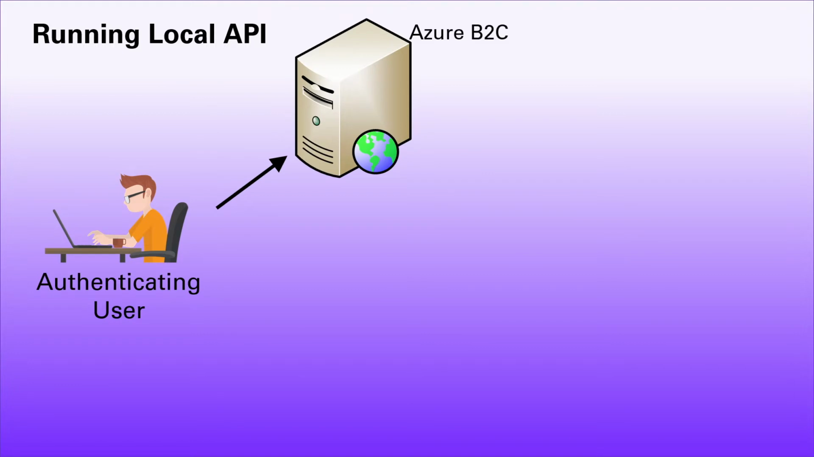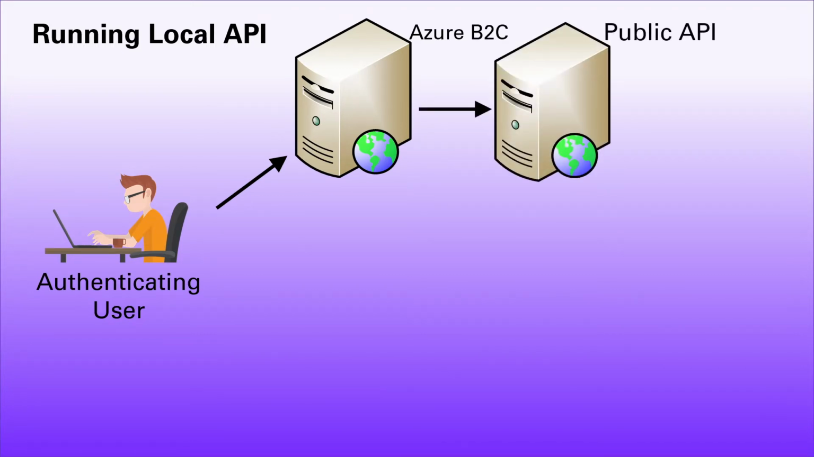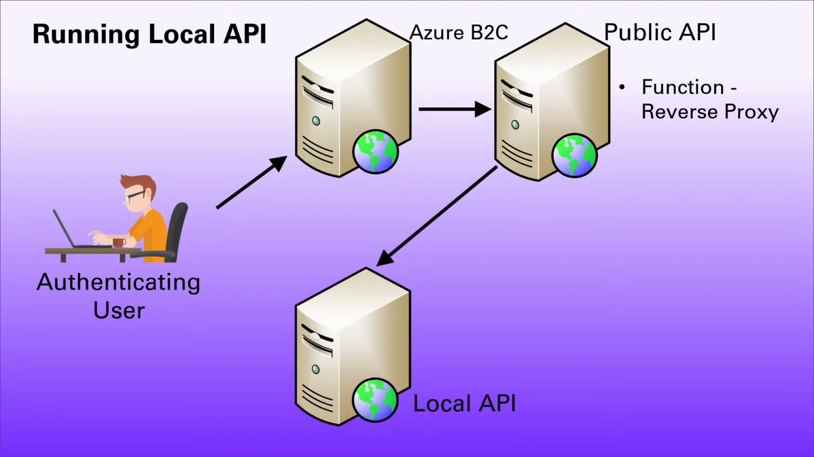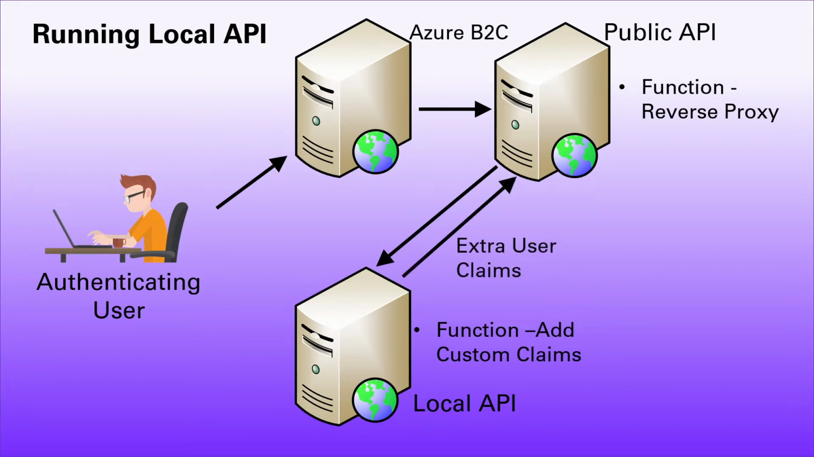So for the local situation, we've got Azure B2C still, and we've got our public endpoint. So we can use our API that we publish up to Azure as part of our application. And we can actually put a reverse proxy function into that API. And that reverse proxy function can then call our local development machine that we've exposed out onto the internet. And that can do our custom claims at that point, pass it back through the reverse proxy back to Azure B2C and into the ID token and the access token.